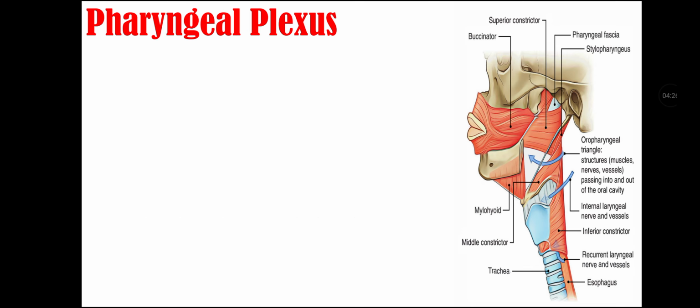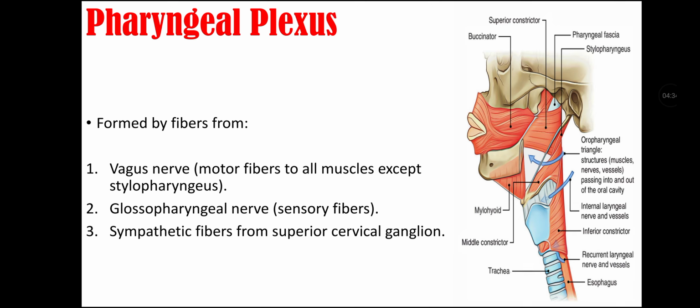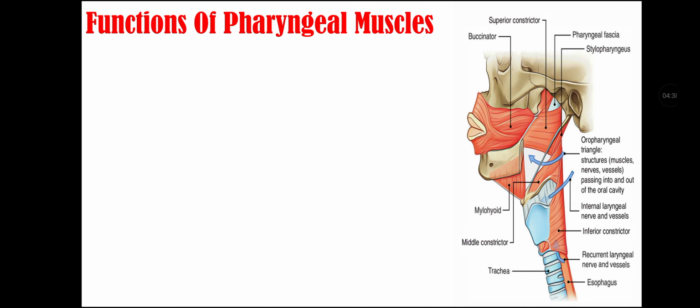Now let's talk about pharyngeal plexus. It is formed by fibers from vagus nerve, by fibers from glossopharyngeal nerve, and by sympathetic fibers from superior cervical ganglion. Now let's talk about functions of pharyngeal muscles.